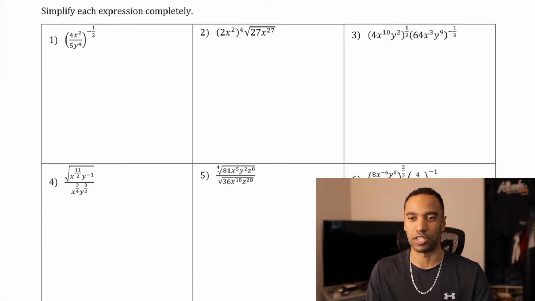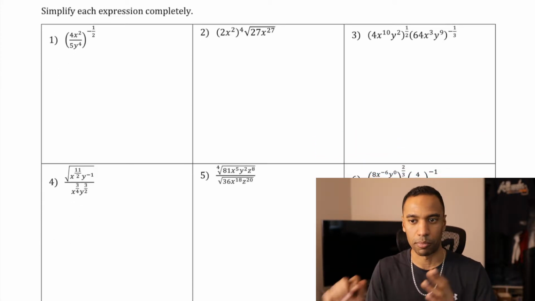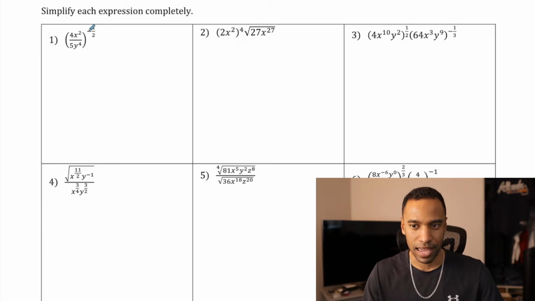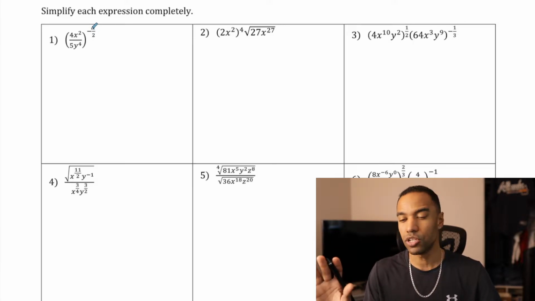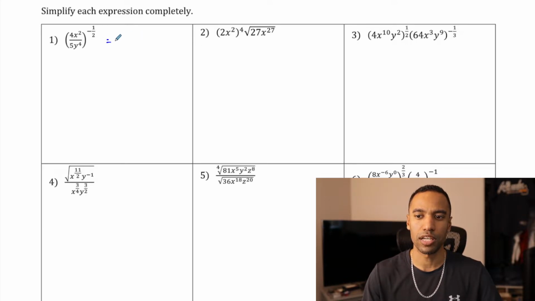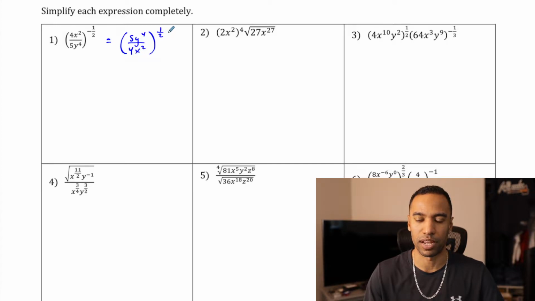Simplify each expression completely, numbers 1 through 6. So starting with number 1, I do have a negative exponent, and it is a fraction. Now, I'm going to start with that negative portion. Actually, you know what? Let's do 1 and 1. I got enough space. Let's start by turning it positive by flipping this fraction on its head and turning it into 5y to the 4th divided by 4x squared. And that's what's happening here, and this is raised to the positive 1/2 power.